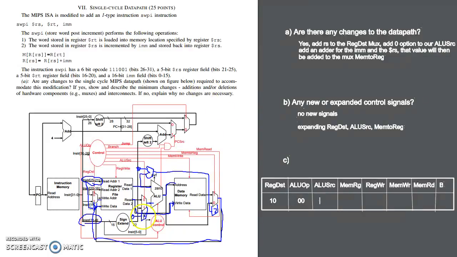Our ALU source, we said we're going to add this 0 value, so it's going to be 2, which is 1, 0. Mem to reg is also going to be the exact same as those. It's going to be the new option we added, so it's going to be 1, 0. Register write, we will be writing to a register, so that's going to be 1. The register we're writing to is RS. Memory write, yes, we will also be writing to memory. We're going to be writing RT to address RS. And we can't read and write at the same time, so read is 0, and we won't be branching, so that is 0.